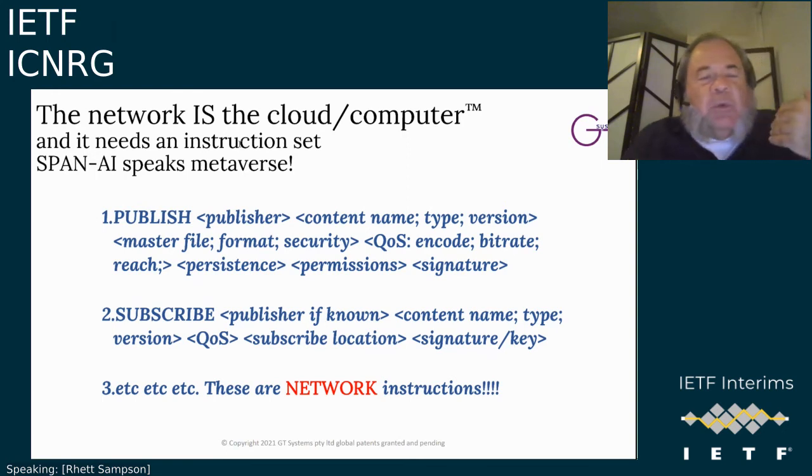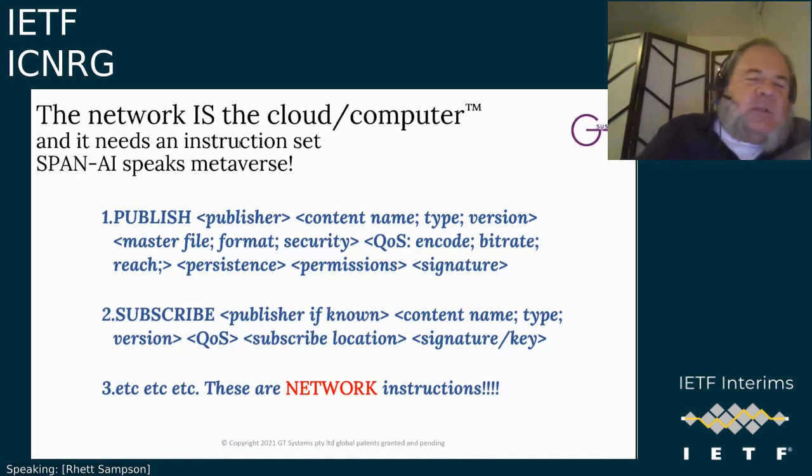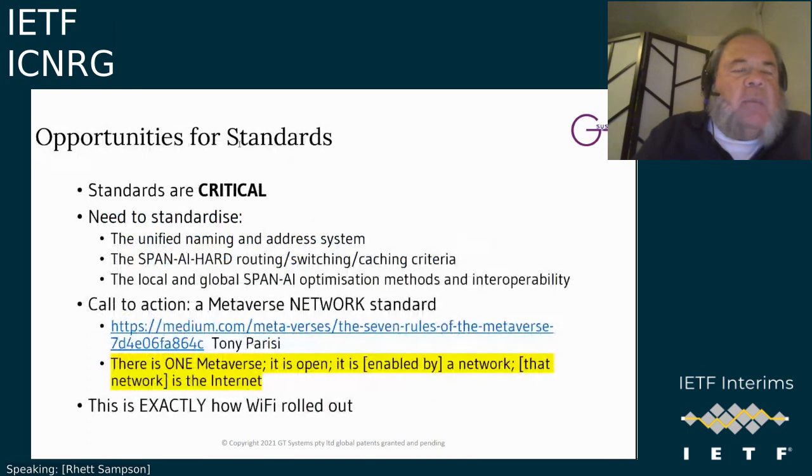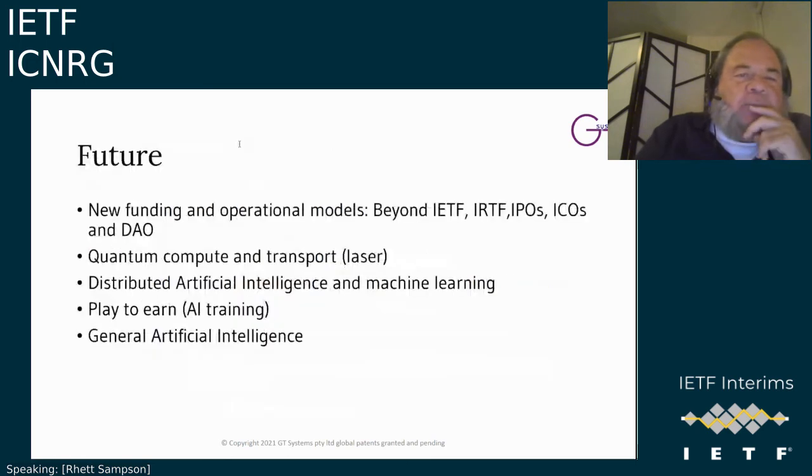And so a publisher would simply publish their content to the network, and the network takes care of the rest. And then you as a consumer would say, I want to subscribe, and the network takes care of the rest as well. This needs to be standardized, obviously, that's a huge thing. And as we say, there's a nice set of rules from Tony Parisi: there's one metaverse, it's open, and in brackets are our additions, it's enabled by a network, and that network is the internet. And this is how these things roll out.